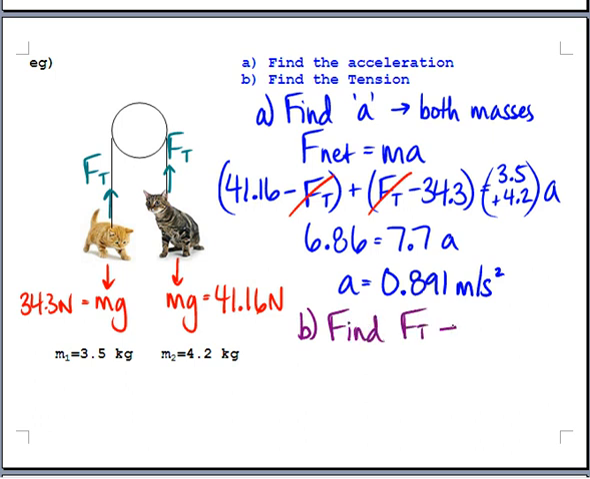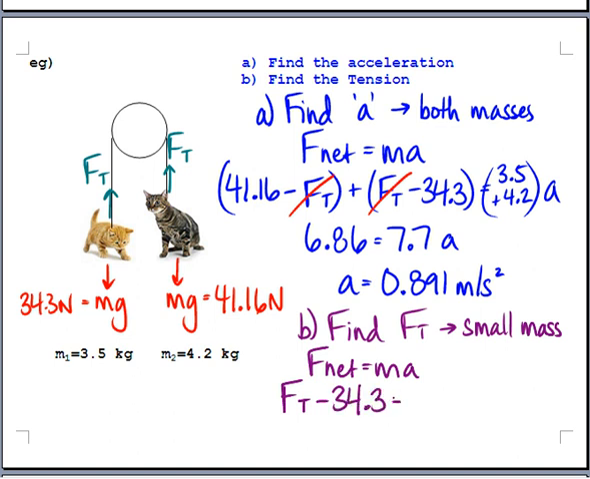And when we do that, I would recommend looking at the small cat. Oh, I forgot to point out why we picked the small one, not the big one. I'll do it in this one if I remember. Remember that this is also a modified Fnet equals MA, but we are only looking at the small kitty now. So I'm going to stick with winners minus losers, Ft minus 34.3 equals. Now we only put the mass of the small cat in. Don't put the mass of the big one. Don't put the combined mass, just the small mass.